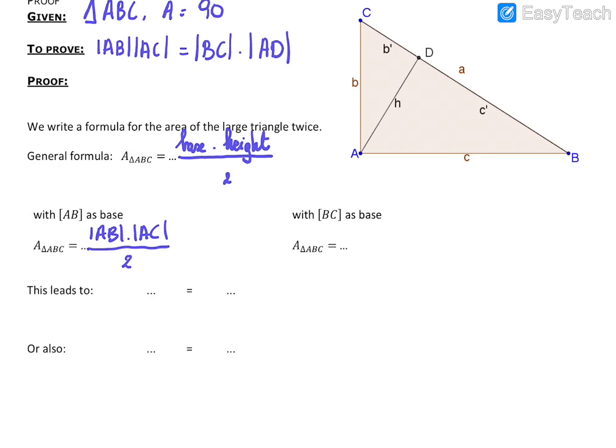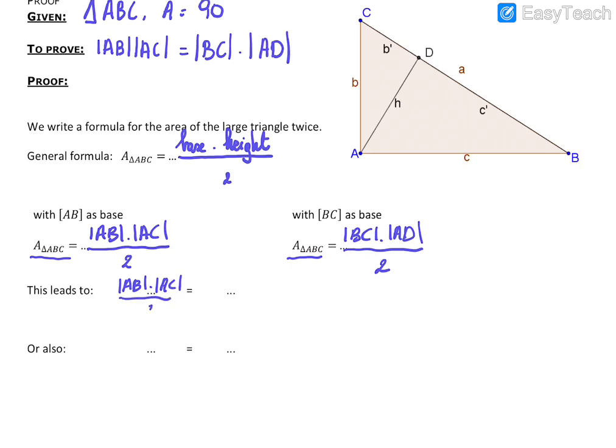Now I can do the same thing for BC. You could take BC as base as well, and the height on that base is AD in this case. So BC times AD divided by 2. Because, of course, both are the same area of triangle ABC, I can equalize them. Ik kan die gelijk stellen aan elkaar.